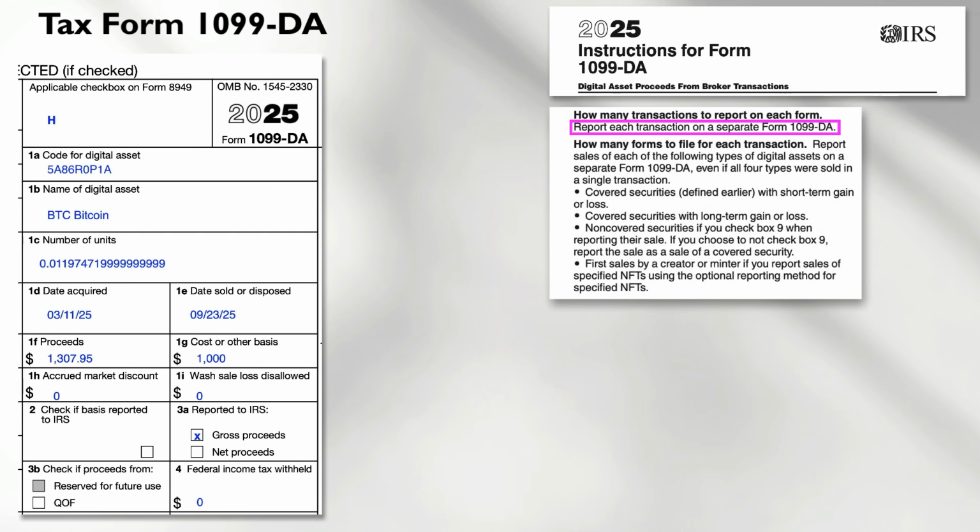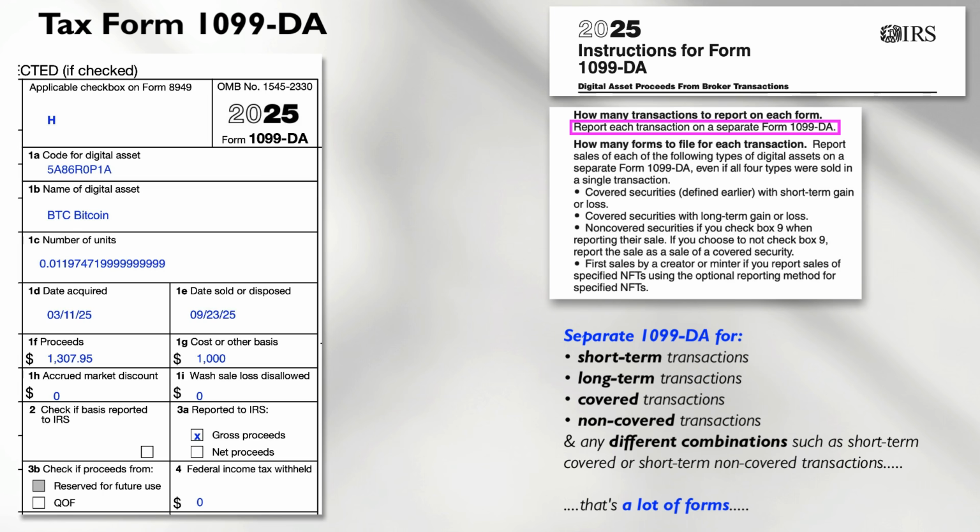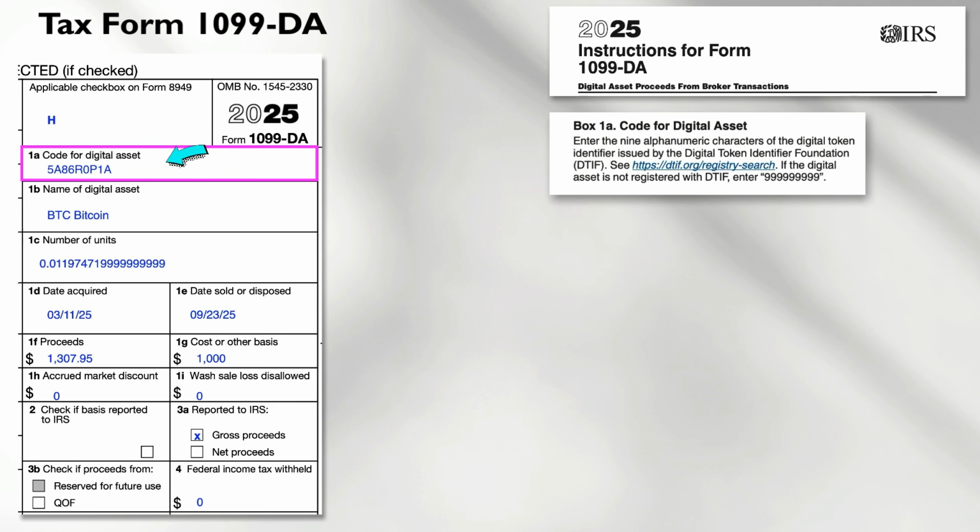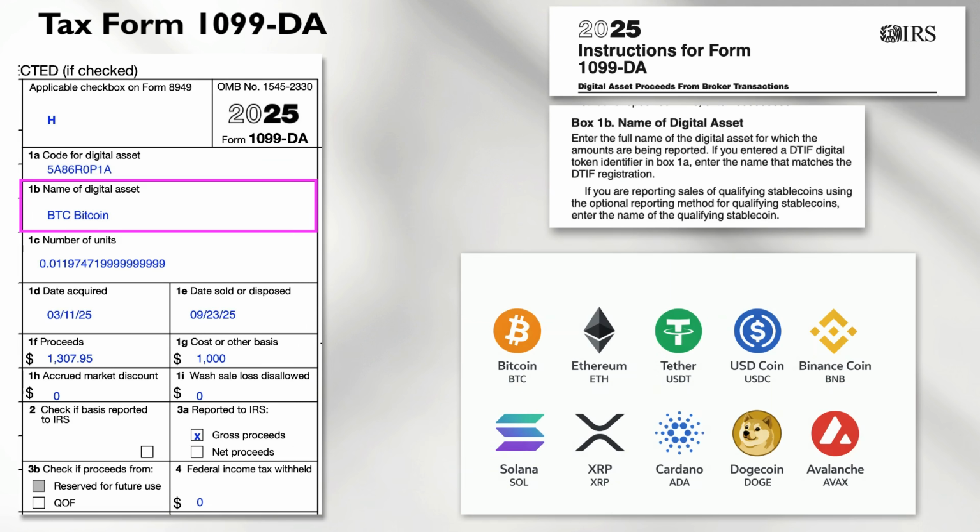You may receive more than one 1099-DA if you have different types of transaction. For example, if you have both short-term and long-term sales, they will be reported separately, meaning multiple 1099-DAs. Box 1A shows the Digital Asset Identification Code issued by the Digital Token Identification System. If you see a 999 number, it usually means the asset is not registered in the system. Box 1B shows the name of the digital asset being reported. In this example, BTC stands for Bitcoin.